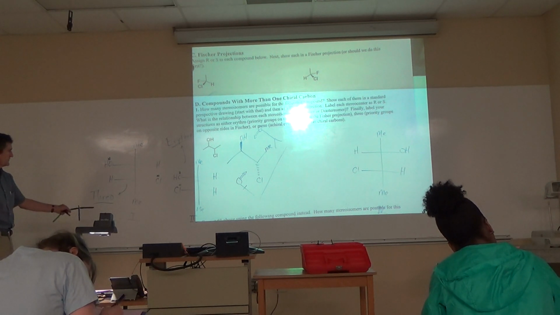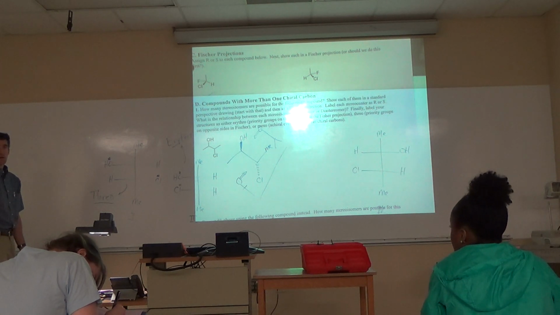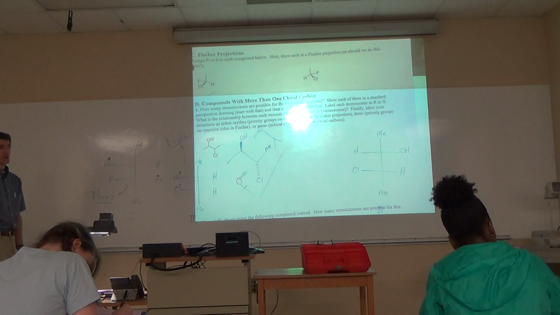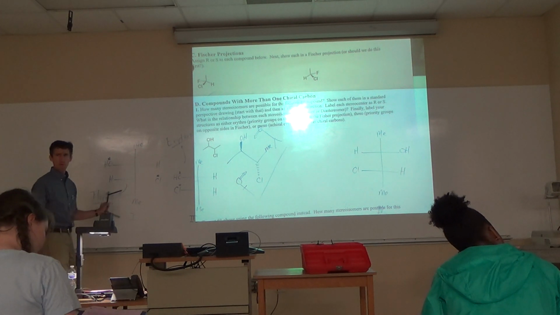The enantiomer of number 1 is over there, number 4. What would you call that one? The enantiomer? Threo. Also threo. The mirror image of threo is threo.